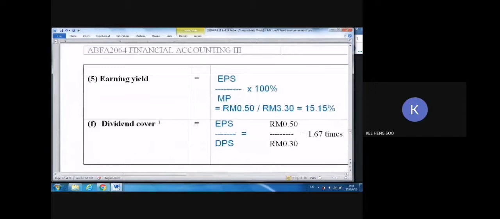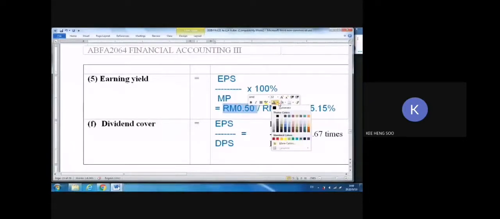Earning yield, use your earning per share just now, 50 cents, remember that? 50 cents divided by market price. Okay, so it's 15.15%.